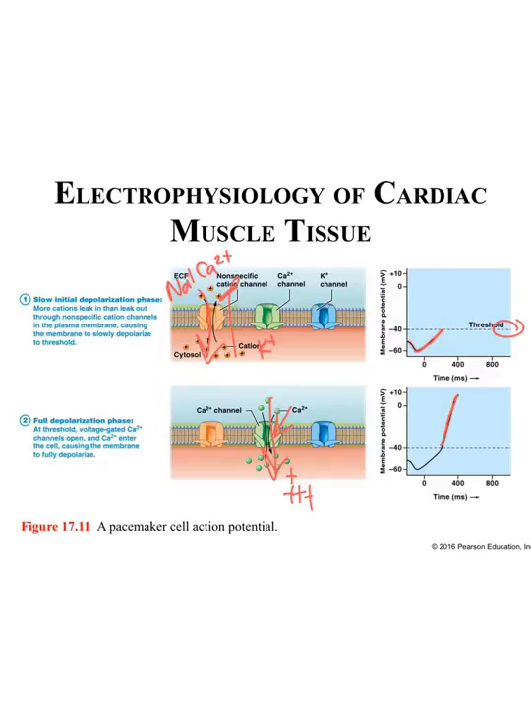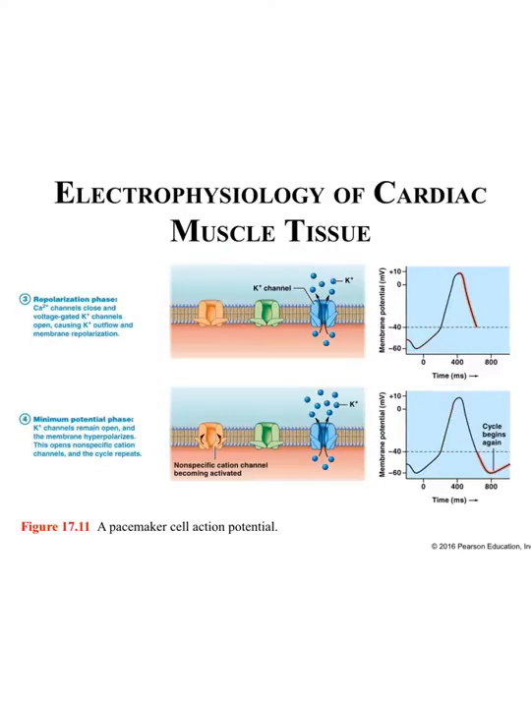Okay, repolarization. Again, notice we do not have a plateau here. You only have a plateau with contractile cells. We're talking about the pacemaker cells here. So repolarization occurs the same way. We close the calcium gated channels and open potassium. Of course, potassium is going to go from high to low concentration, so we're going to lose positive ions and restore our resting membrane potential.